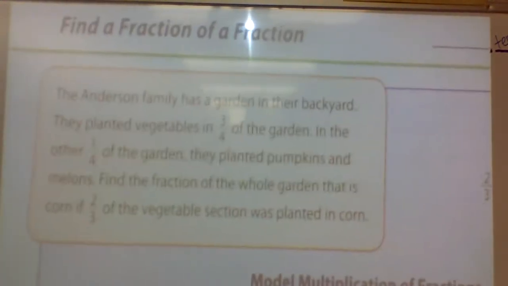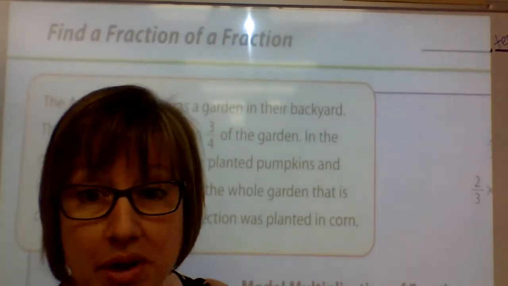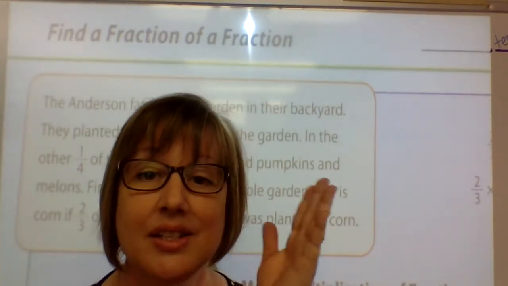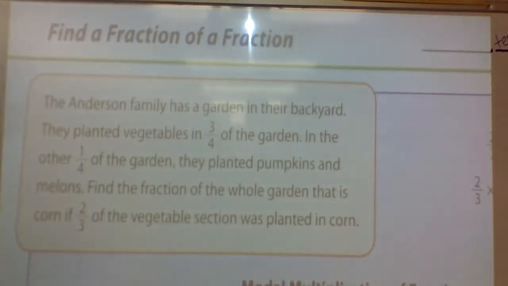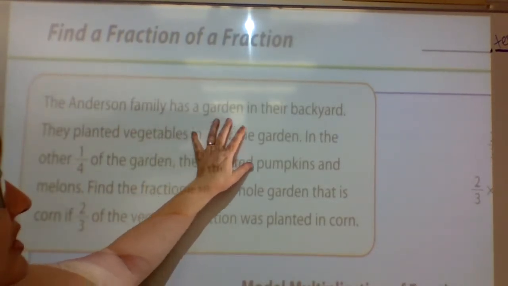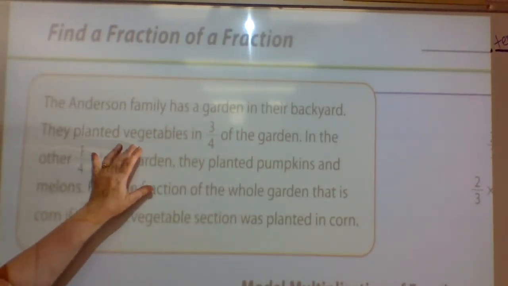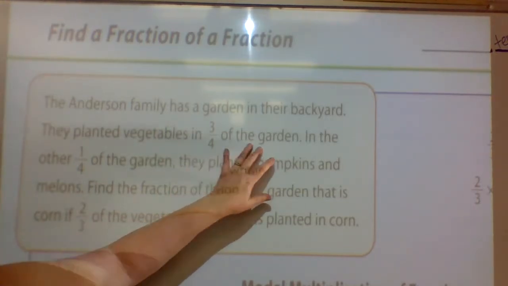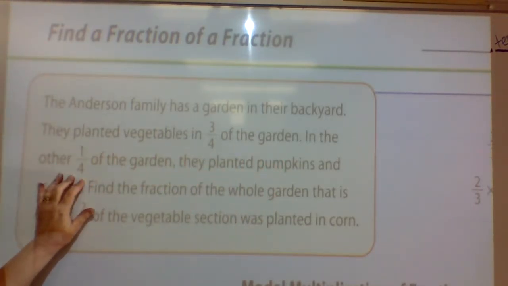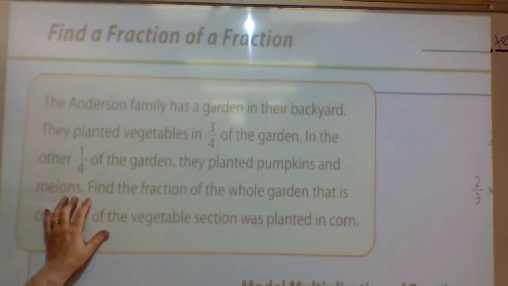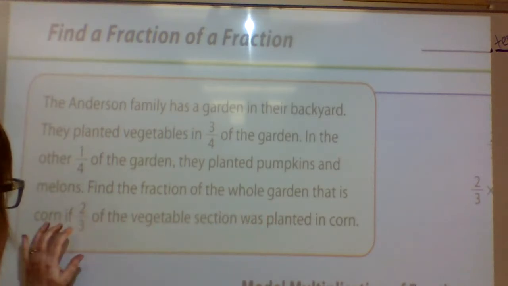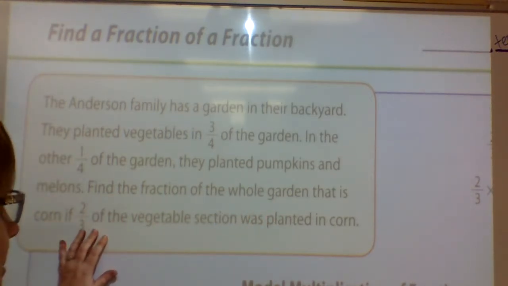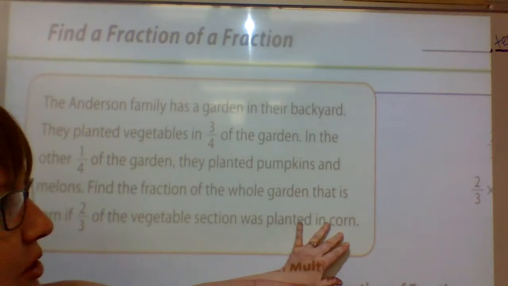Okay, so this is a little trickier today because they're having us repartition. Remember how we did that before? And to me, that's kind of tricky. So hold on, we can do this together. Okay, here's the story problem. The Anderson family has a garden in their backyard. They planted vegetables in 3/4 of the garden. In the other fourth of the garden, they planted pumpkins and melons. Those take a lot of space. Find the fraction of the whole garden that is corn if 2/3 of the vegetable section was planted in corn.